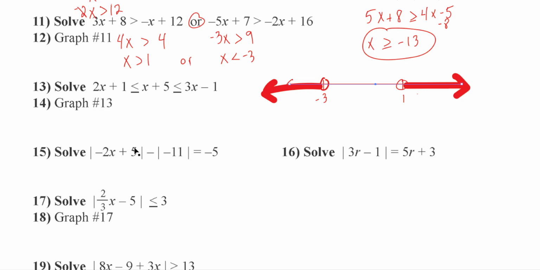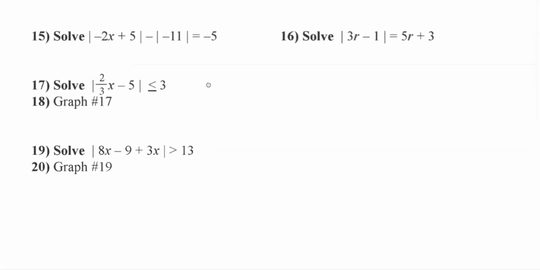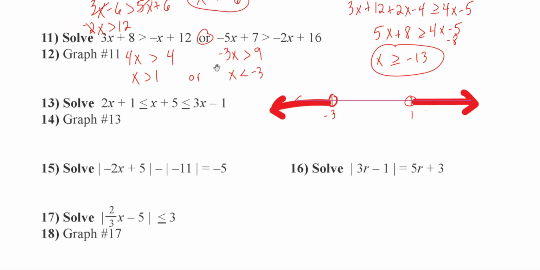Oh, what about this one? Absolute value. That was that, okay? This one, we got to do 13.